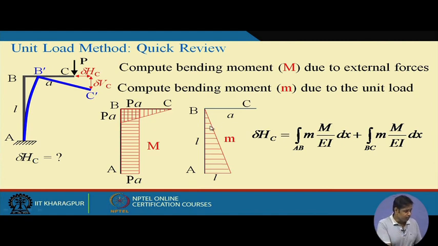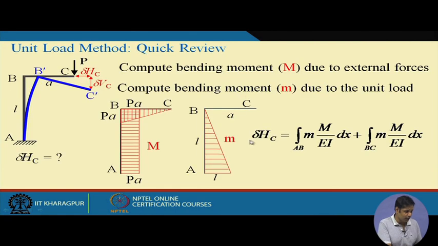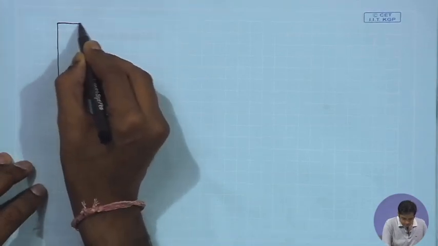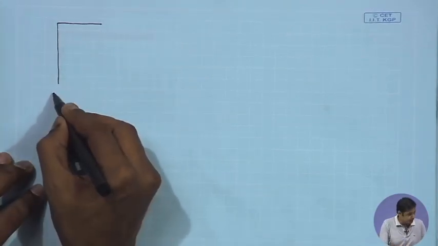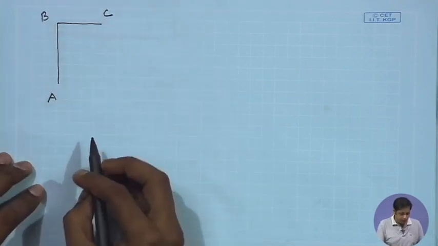Okay. Now, let us see some examples. Before we do that, let us continue with this example and find out what is the horizontal displacement for this. So, the problem was this. This is A, B and then C.